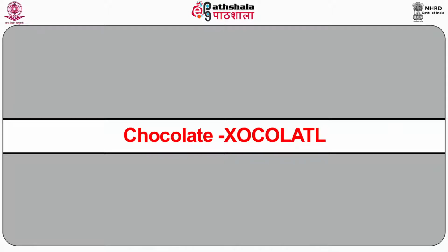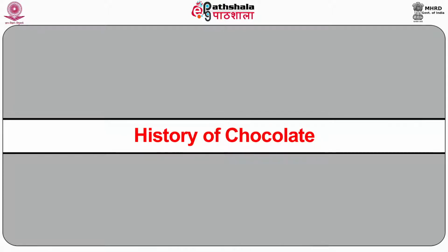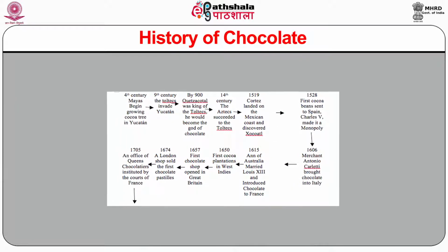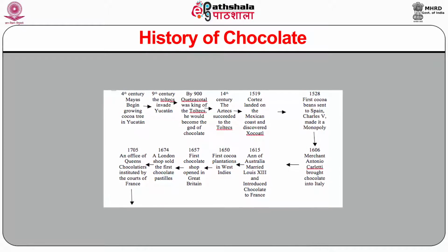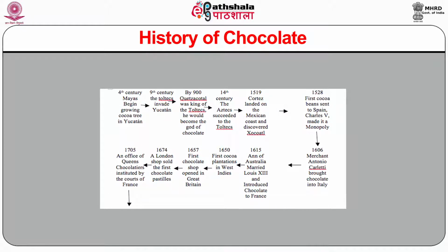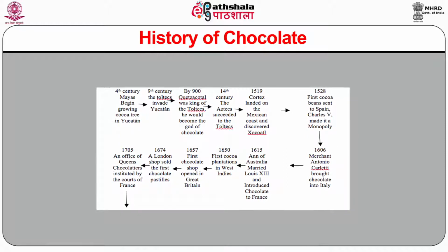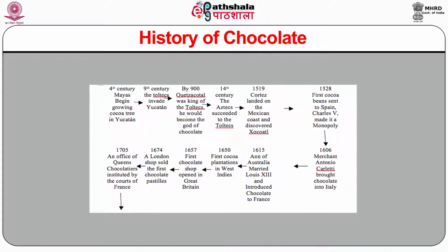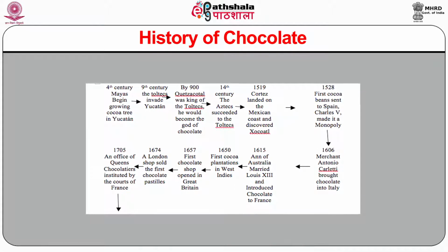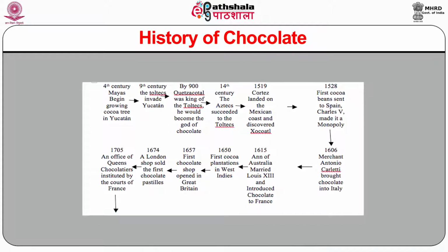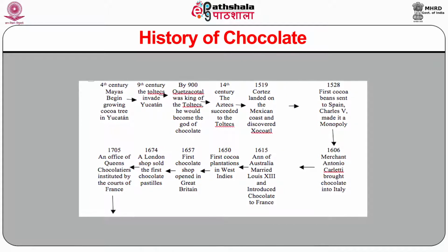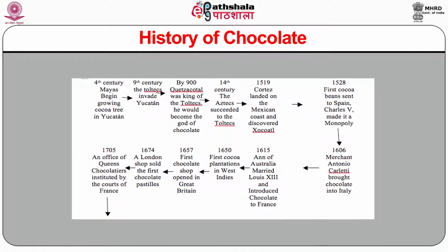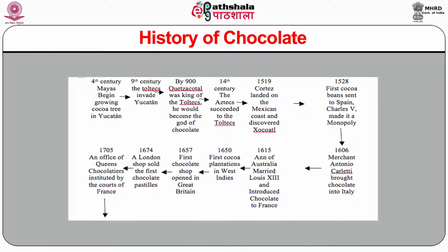Chocolate, Xocolatl. History of chocolate. 4th century, Mayas began growing cocoa tree in Yucatan. 9th century, the Toltecs invade Yucatan. By 900, Quetzalcoatl was king of the Toltecs. He could become the god of chocolate. 14th century, the Aztecs succeeded to the Toltecs. 1519, Cortez landed on the Mexican coast and discovered Xochitl. 1528, first cocoa beans sent to Spain.